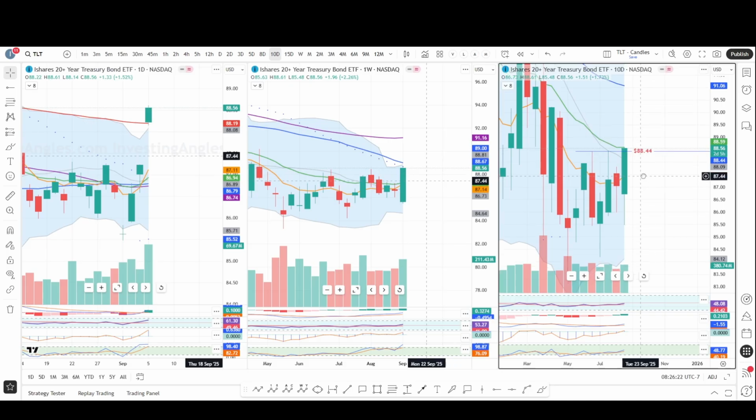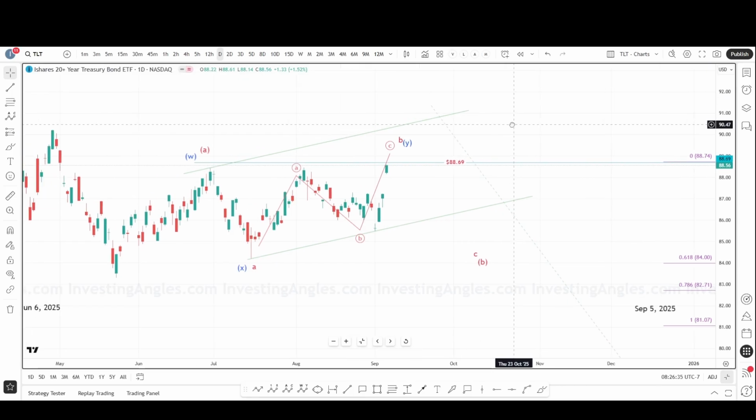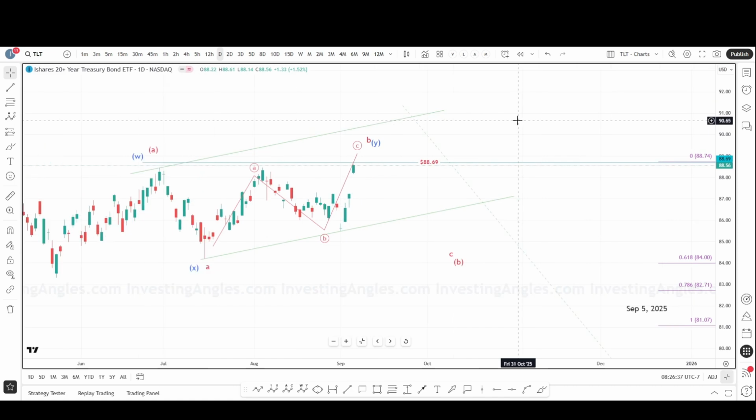However, a failure to close above this level would be bearish, and I would say that in this case we might be looking for a continued move lower. And this is the chart that we've been tracking since May.